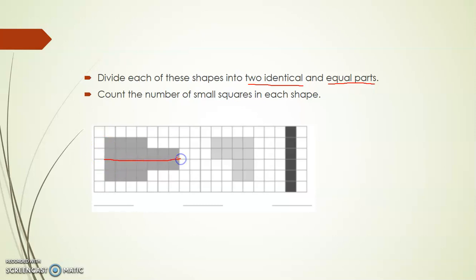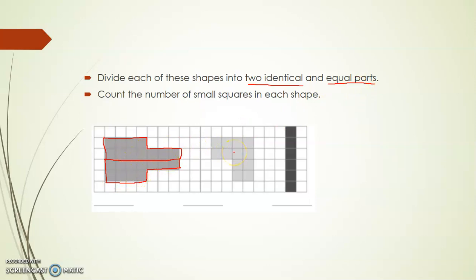So, when you draw a line, this is divided into 2 parts. You can see they are identical. Identical means they look the same. Right? So, identical and equal. So, this is how you can divide this picture into 2 identical and equal parts.